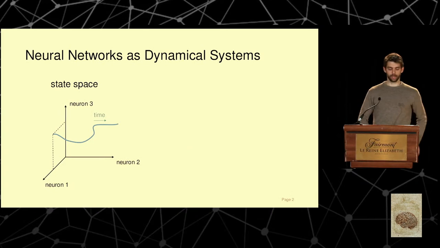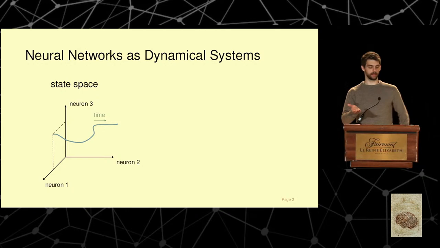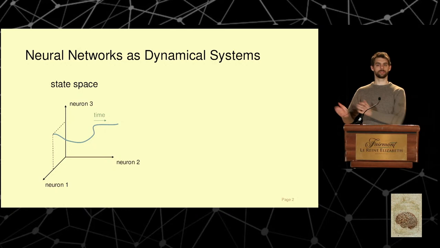So we all know that recurrent networks operate in time, and so a natural perspective is to look at them as dynamical systems. Here the core notion is the state space. Very simply, we put the activity of each neuron on each axis, and then the time evolution of the entire system makes such a trajectory through state space.